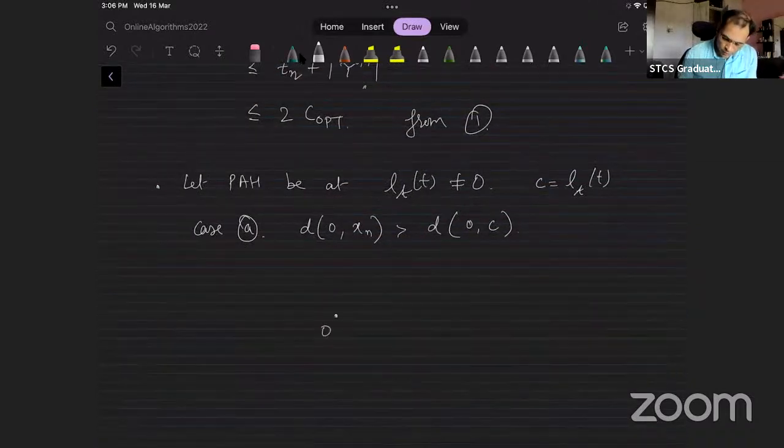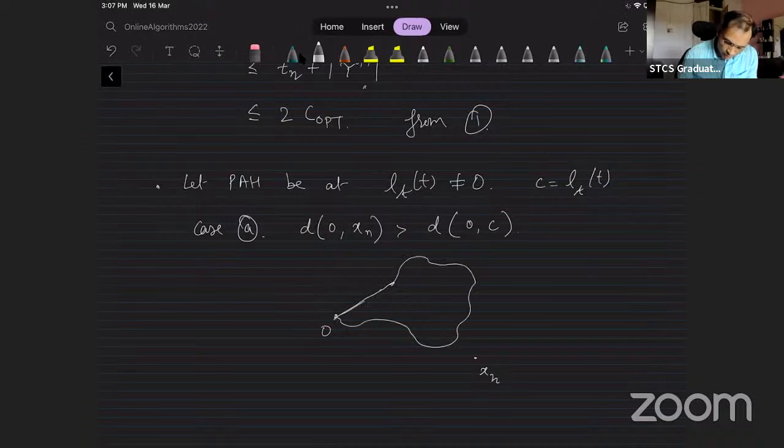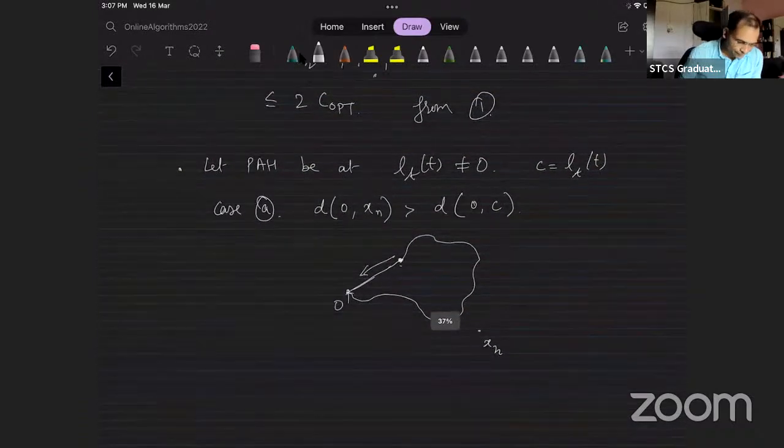So pictures are again useful. Origin is here, XN is here, C is here. I have already embarked on some path, and my anticipated time is this, but my algorithm is telling me to just head back, right? So if I do head back, what's the cost I'm going to pay? What is the cost of PH? This is my C, this is my XN. Can somebody tell me the cost of PH?